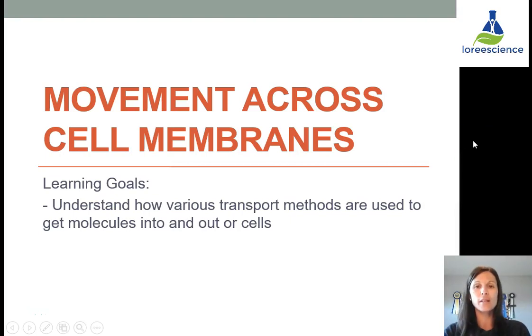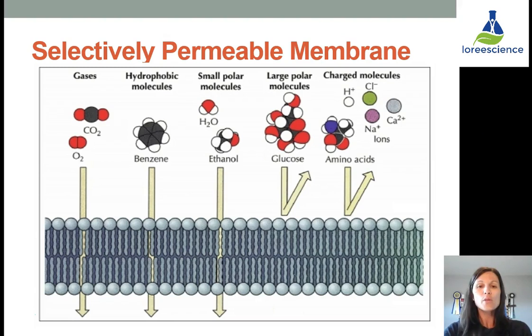This video is going to take a look at the way various molecules move across the cell membrane. First of all, we have to remind ourselves that the cell membrane is selectively permeable, meaning some molecules can get across while others cannot. And that depends on their charge, their shape, their size. Let's take a look at how those different substances get across the membrane.